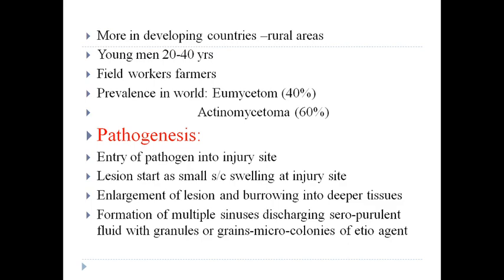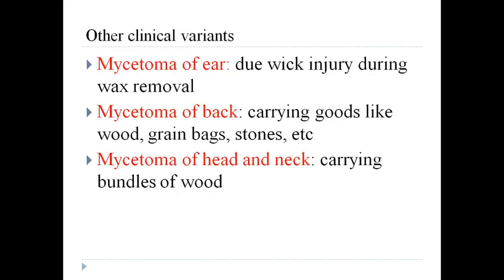When this tumor-like growth is formed, multiple sinuses are formed, which discharge a seropurulent fluid, that is pus, with granules or grains of various colors, and these grains are basically microcolonies of the etiological agent that can be bacterial or fungal.